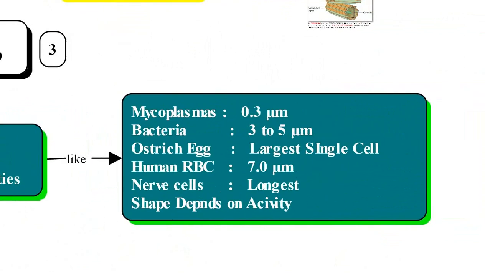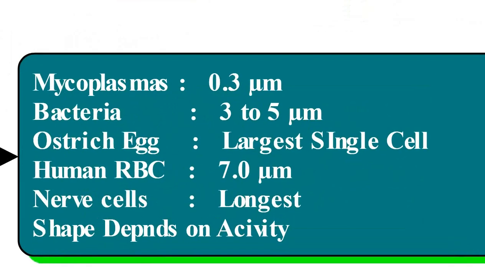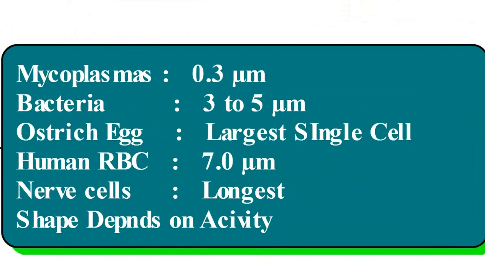For example, mycoplasma is the smallest known living organism, and its size is 0.3 micrometers, and bacteria are 3 to 5 micrometers. The ostrich egg is the largest single egg, and the human RBC comes close to 7 micrometers, and the nerve cell is the longest cell. Mainly, the shape of the cell purely depends on the activity it is performing.